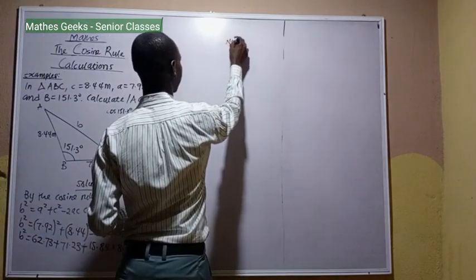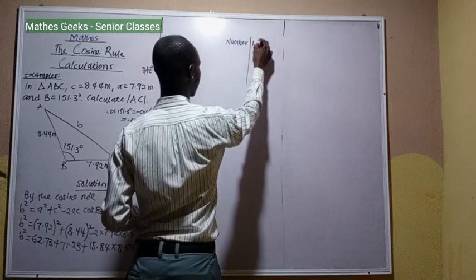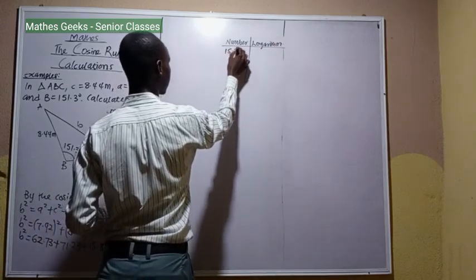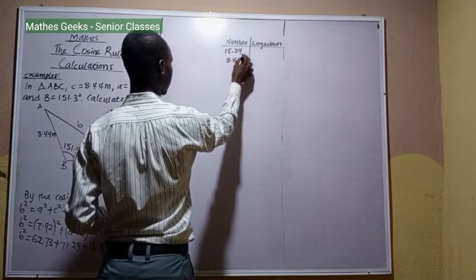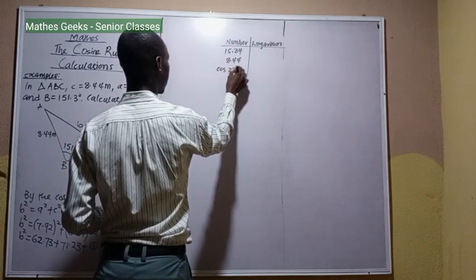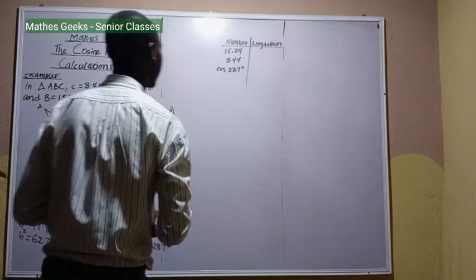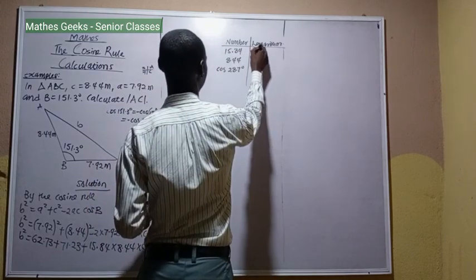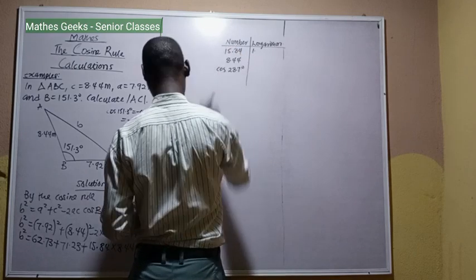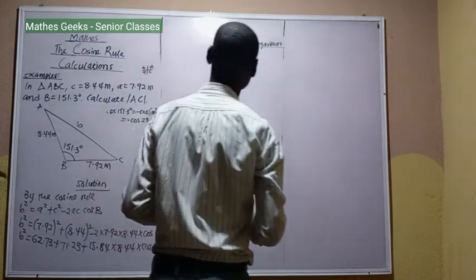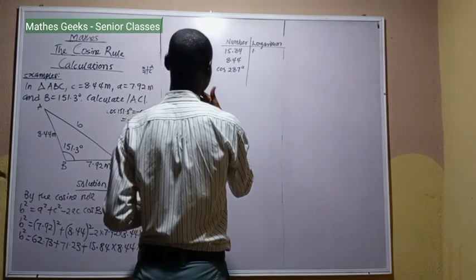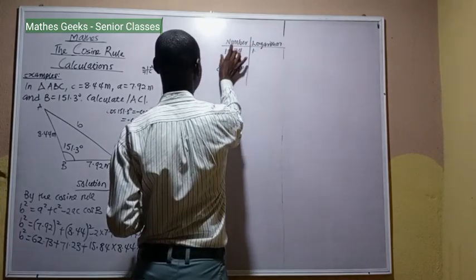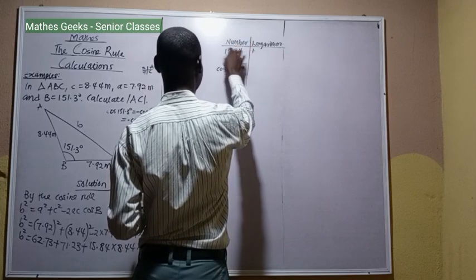So I'm going to list the numbers and their logarithms: 15.84, 8.44, and cos 28.7 degrees. Let me get my 4-figure table. Using our log table, we get our characteristic, which here is 1. When you use a log table, figures must always be 4 figures. They could be less than 4 figures, but not more. You pick the first two, and then you look for 15 under 8 in your 4-figure table.